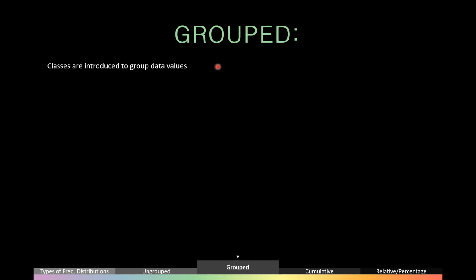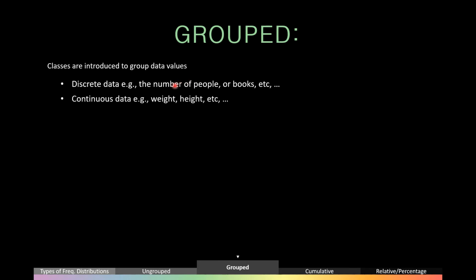So there are 2 types of data, discrete and continuous. Discrete data is when we're working with the number of people or the number of books. Essentially, it is data that we can physically count. Whereas continuous data is like weight and height. It's data that we have to actually measure.